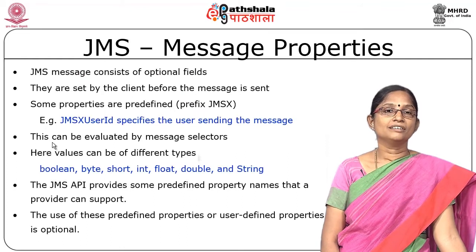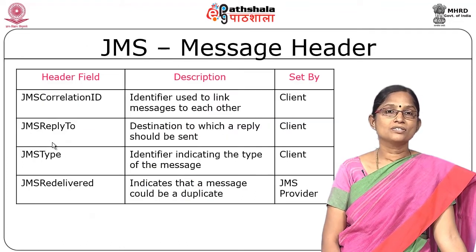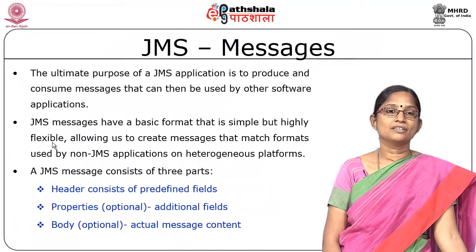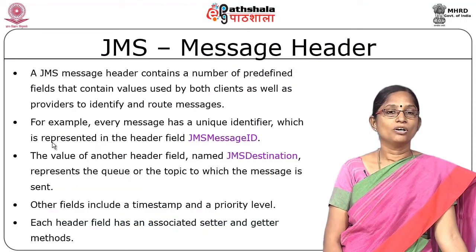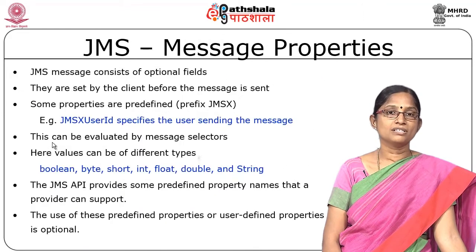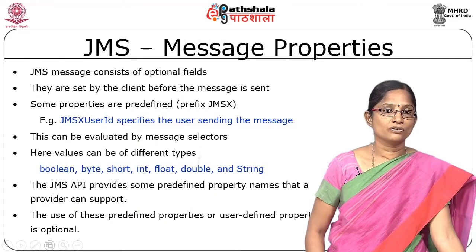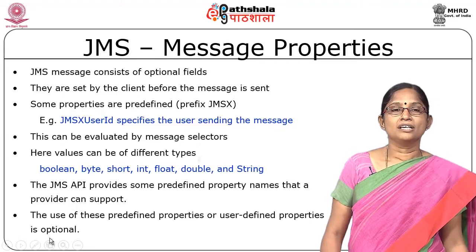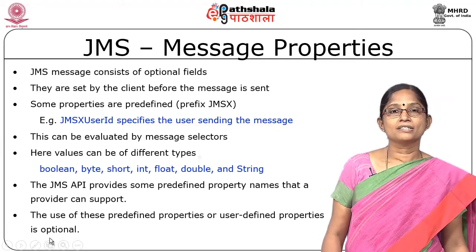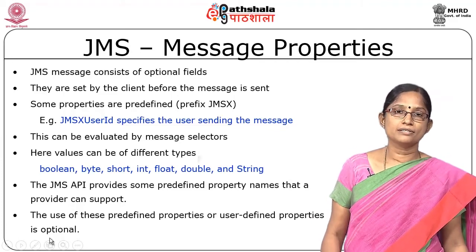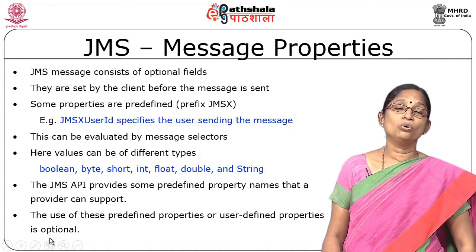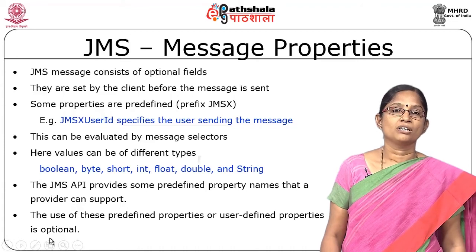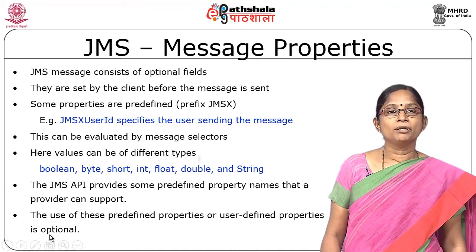Okay. Apart from that, now let us look at the properties of the JMS message. We have seen that it is going to have three parts: the header part, the properties part and the body. We have seen the header fields of JMS. Now, let us look through the properties of the JMS message. I told you that the properties consist of optional fields. These optional fields can be set by the client before the message is sent. But some properties can be predefined.